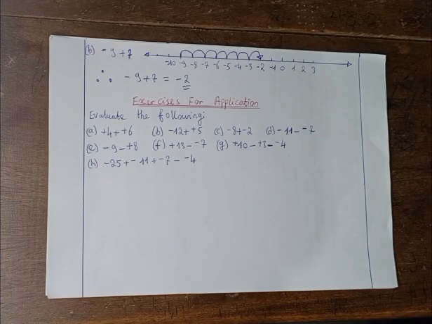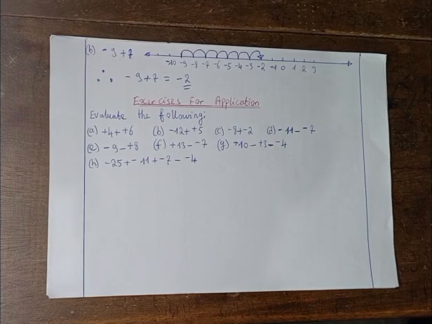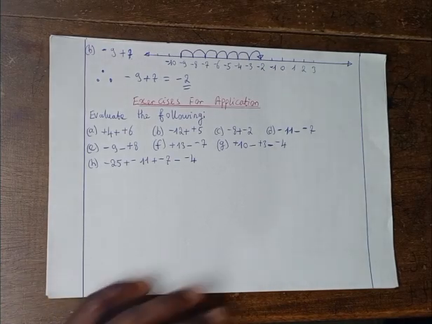We are going to continue from where we ended last time on addition and subtraction of integers. We are going to start by correcting the exercises for application we left. It says evaluate the following. We are going to take down the solution.